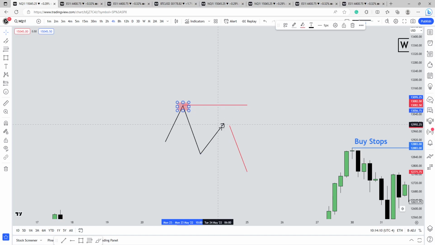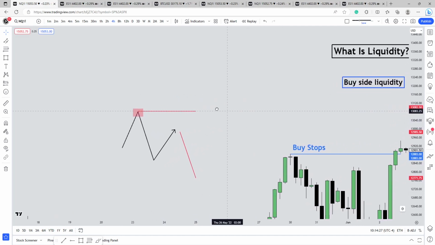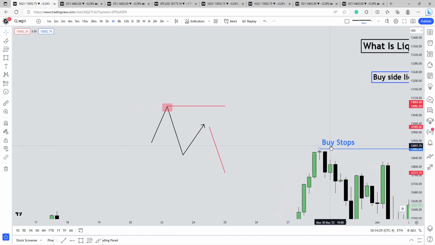If retail is selling right here, what is their stop loss above this old high categorized as? Well, it's categorized as a buy stop, because if they're selling here and the market trades above here, that's where their stop loss is. So they have to buy back their position above this high. That is why above old highs is categorized as buy stops.